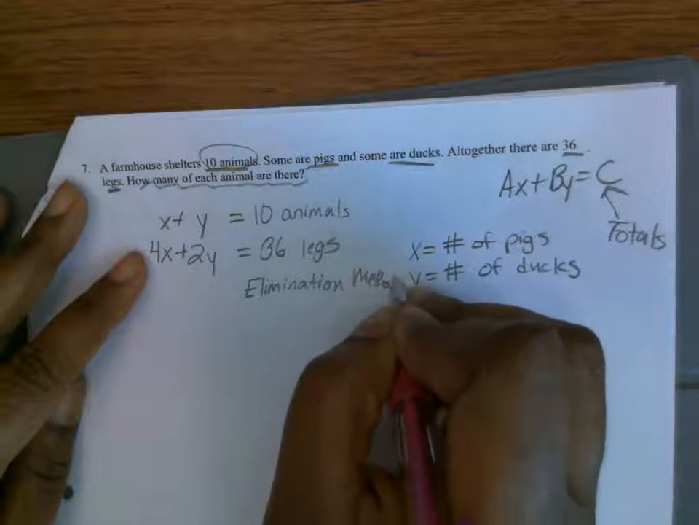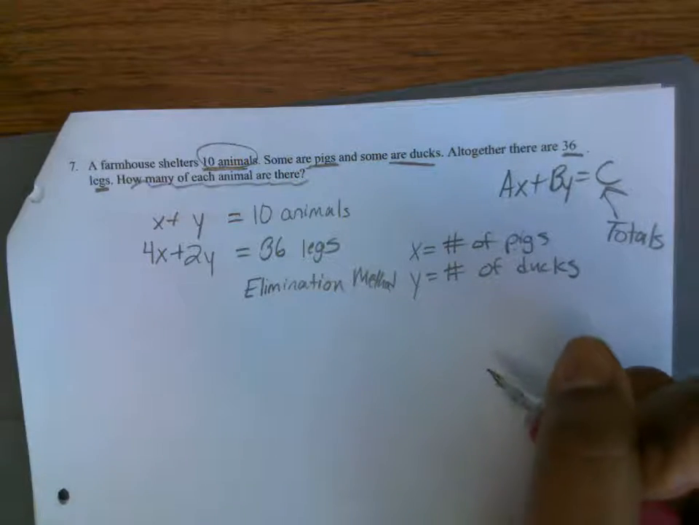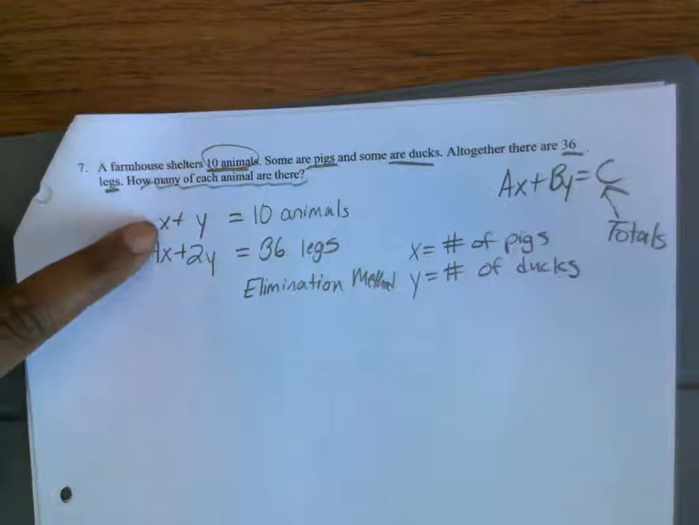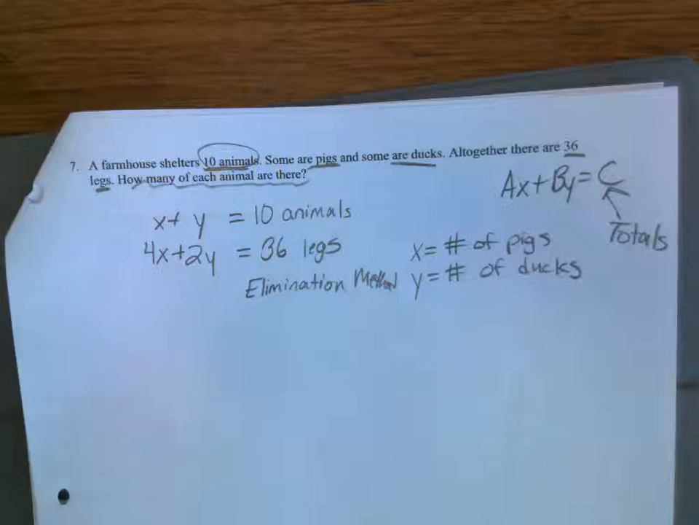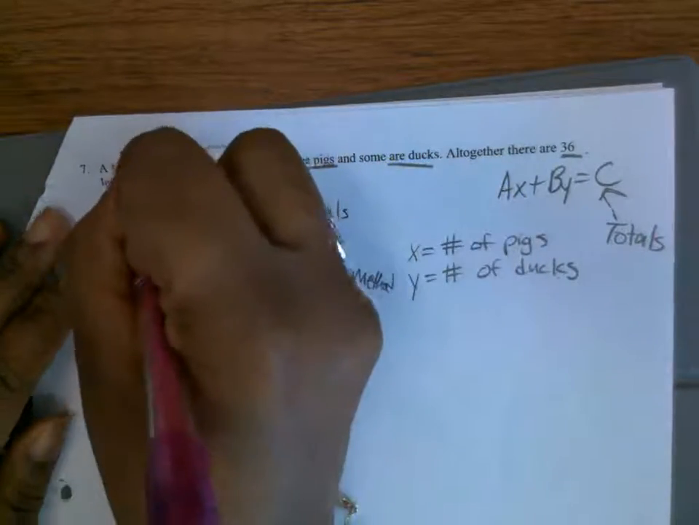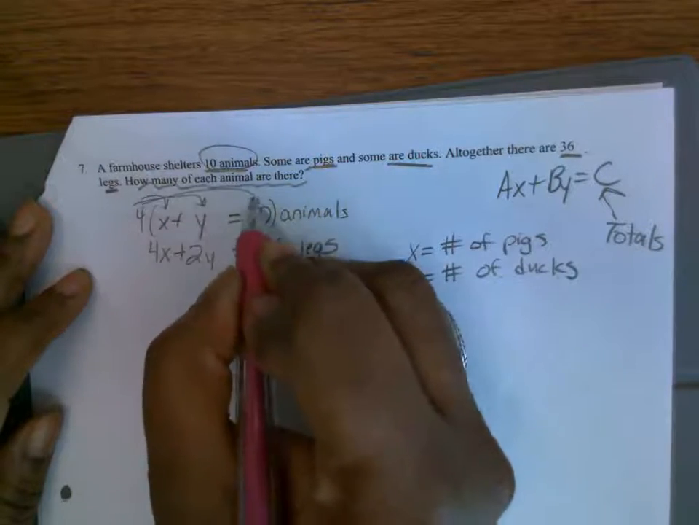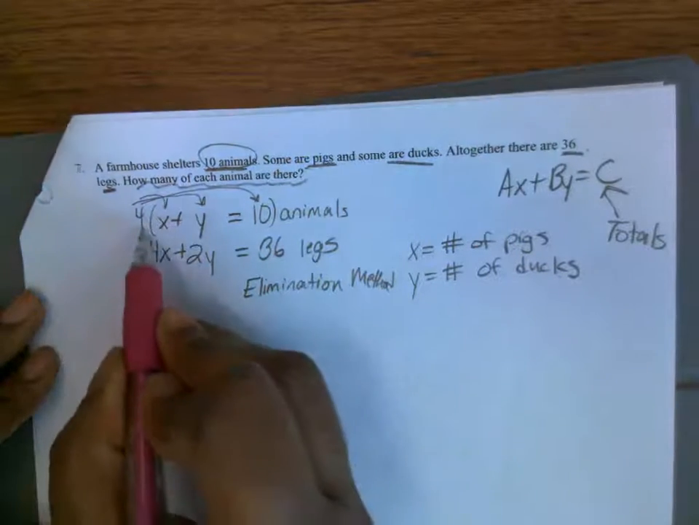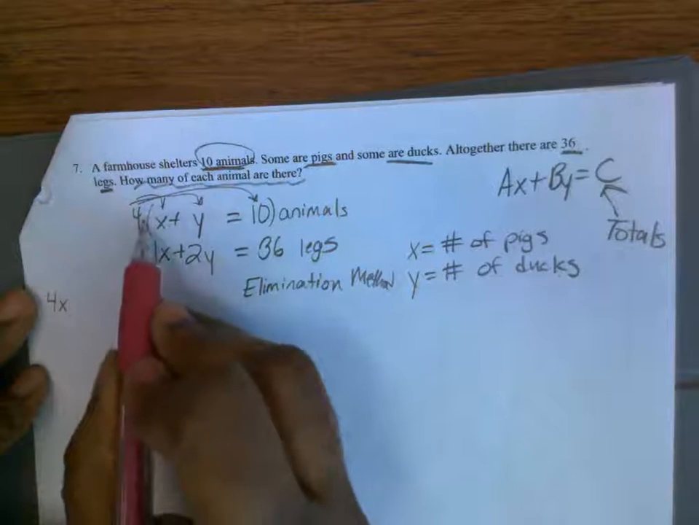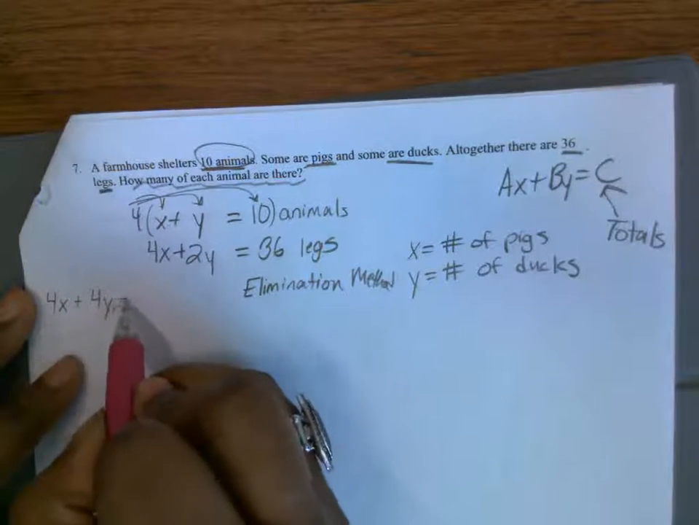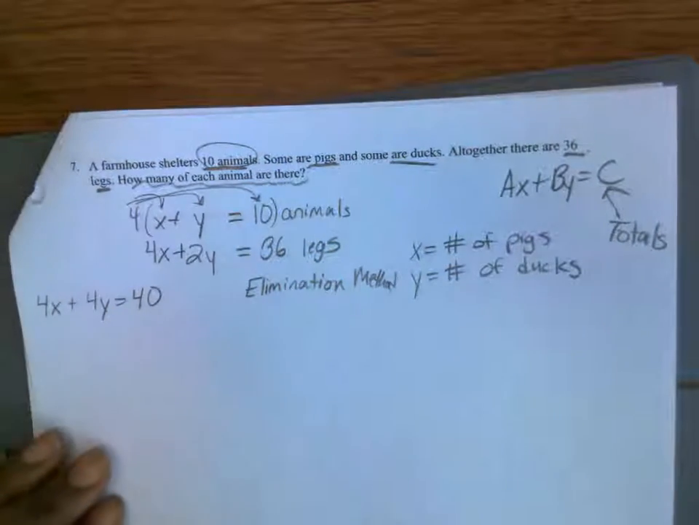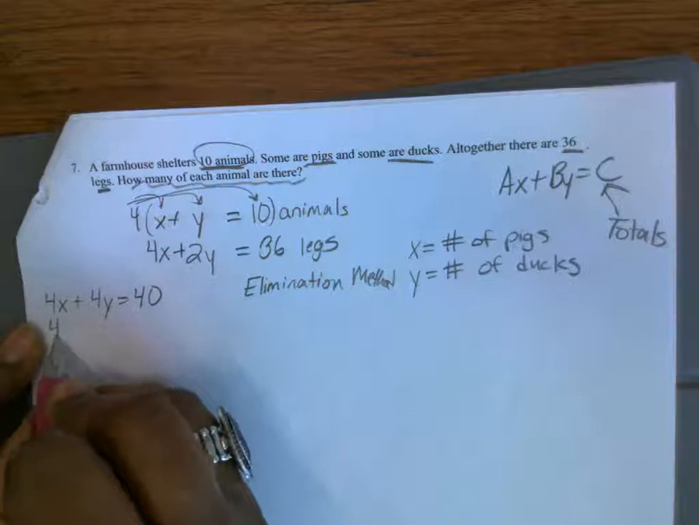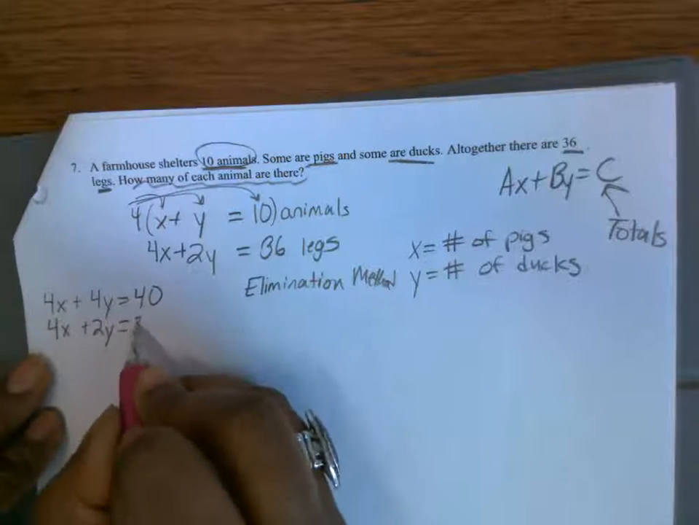Which letter would you like to eliminate? Do you want to eliminate the x's or the y's? The x's. Okay, in order to eliminate the x's, these need to be the same. What can I multiply times x that's going to make that a 4x? 4. So I'm going to multiply all of these terms by 4, both sides, to keep it as an equivalent equation. So I have 4 times x, which gives me 4x. Then 4 times y, which gives me 4y. Then 4 times 10, which gives me 40. And now I'm just going to bring this second equation over here: 4x plus 2y equals 36.